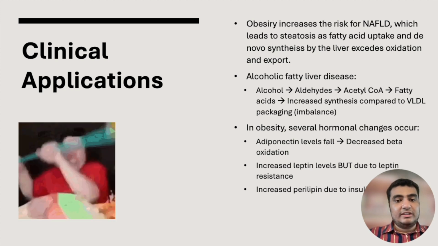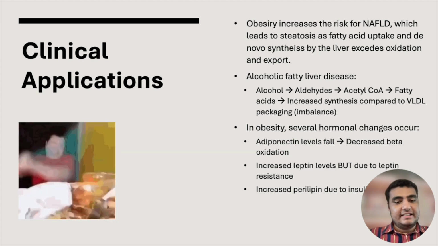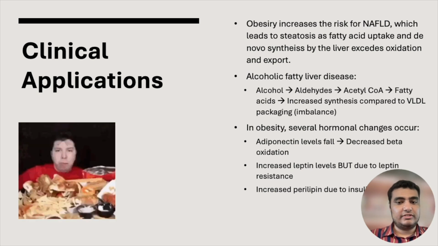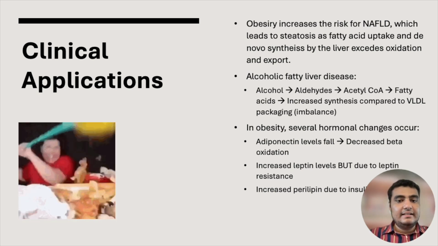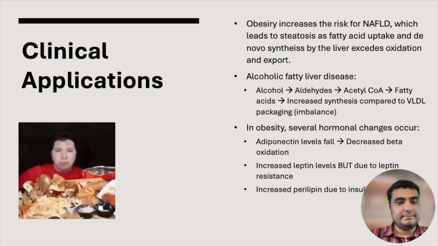And then we have alcoholic fatty liver disease, which is not really related to obesity, but it's much more severe because alcohol can be eventually turned into fatty acids through a variety of steps. And this can lead to cirrhosis, which is end-stage liver disease, and it's very severe.